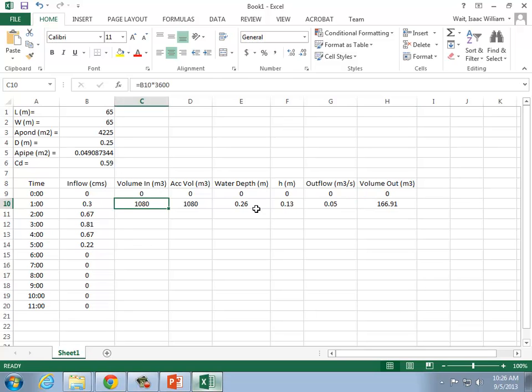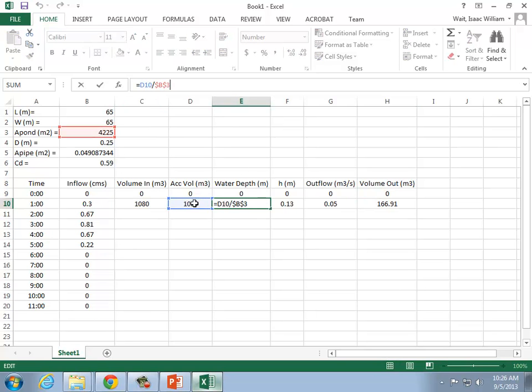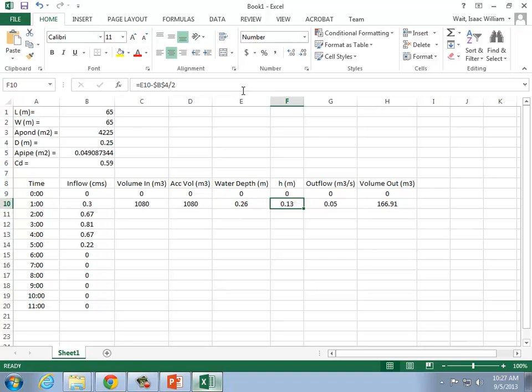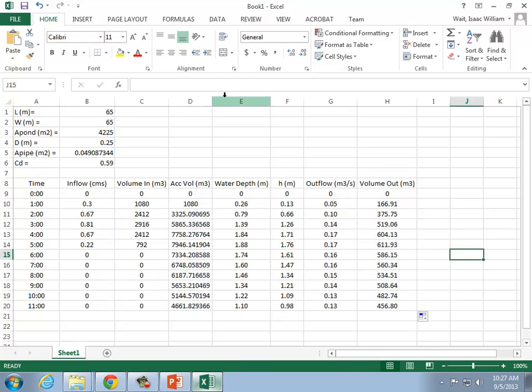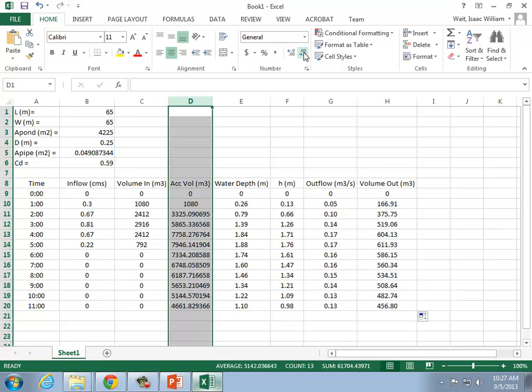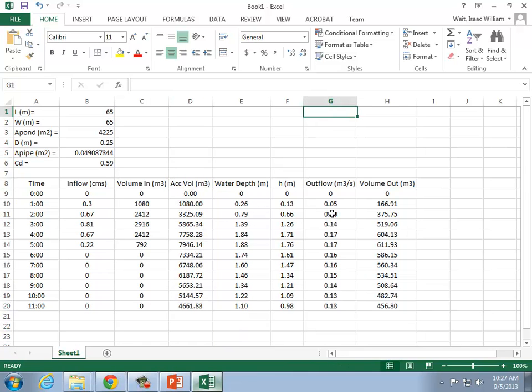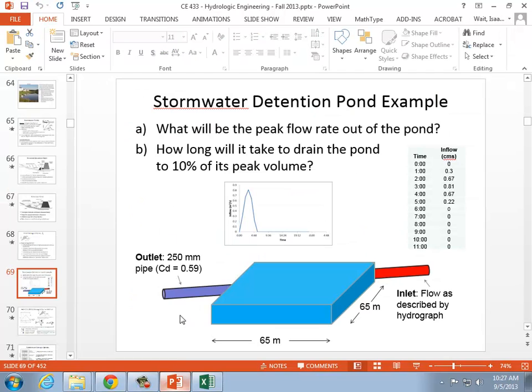So now the water depth is simply what's in the pond, the volume divided by the area. The height is water depth minus half the diameter of the pipe, and then outflow is based on the square root of 2GH. Let me just drag this down and see where things are at. What do we expect? As the water depth increases, we'd expect the outflow to be increasing. Well, let's look at the figure.